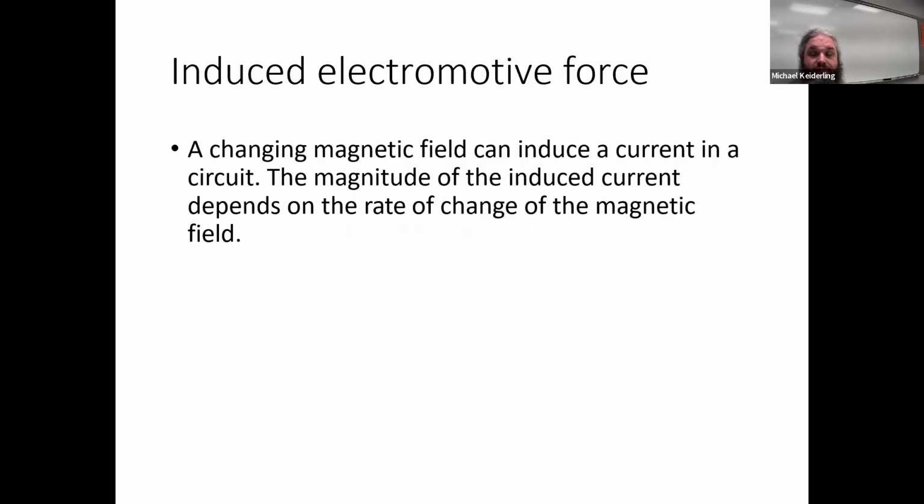So this is about induced electromotive force. This is where a changing magnetic field can induce a current in a circuit. And the magnitude of that induced current depends on the rate of change of the magnetic field. So the faster you change the magnetic field, the bigger the current generated.